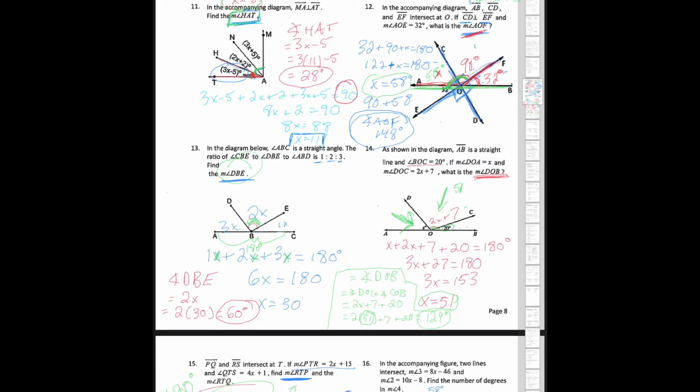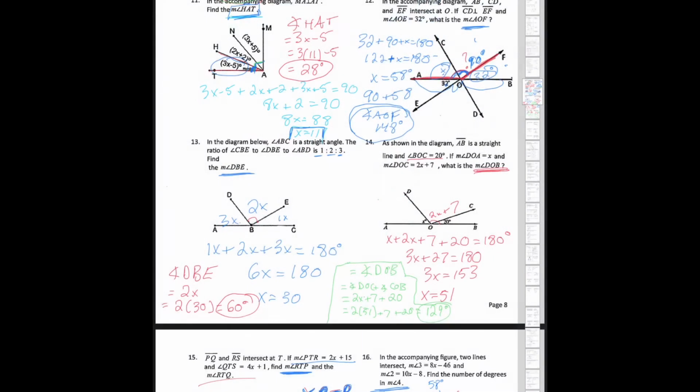So if I add 3x minus 5, 2x plus 2, and 3x plus 5, that should allow me to solve for the missing variable x. When we do that, we get 11. And now I have to remember to plug that back into the algebraic expression for the missing angle. So we do 3 times 11 minus 5, as you see up here, and we get that angle HAT is 28 degrees. So now we're on to number 12.